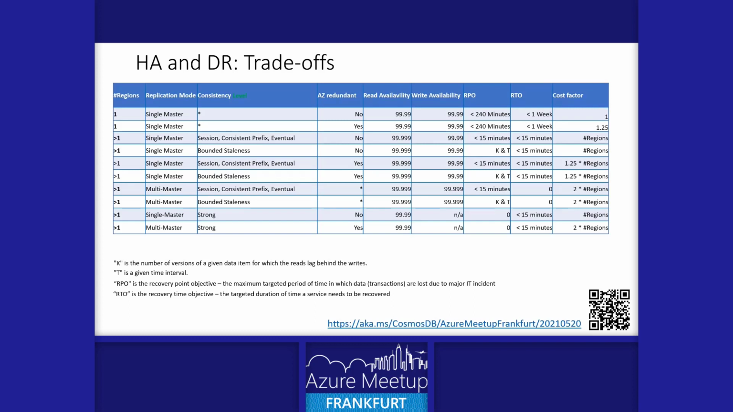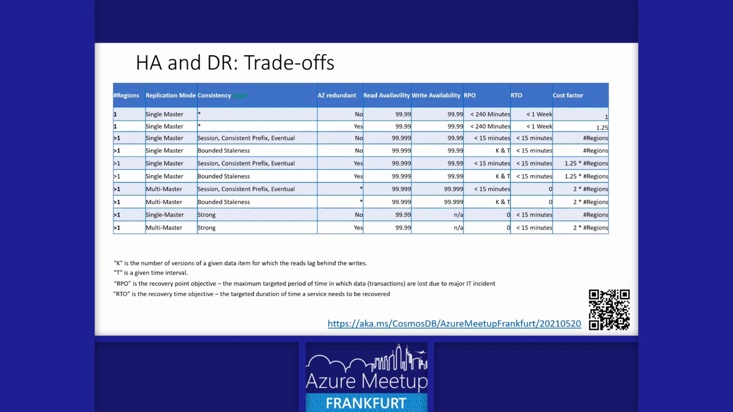And then last but not least, the cost factor. If you deploy your data into two different regions, it means the cost will be twice as high in most cases than if you just have a single region. Multi-master is adding another factor. It's basically the price for 100 RUs per second is twice as high as for single master. So multi-master also provides the benefit of being able to get better write availability, but it also increases the cost. So there's a trade-off that needs to be made.